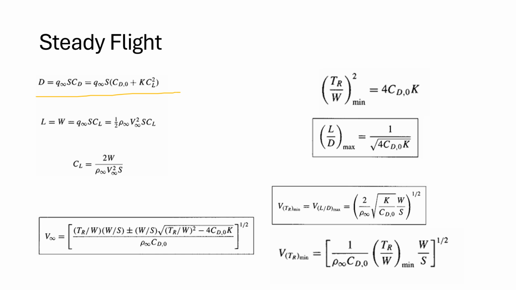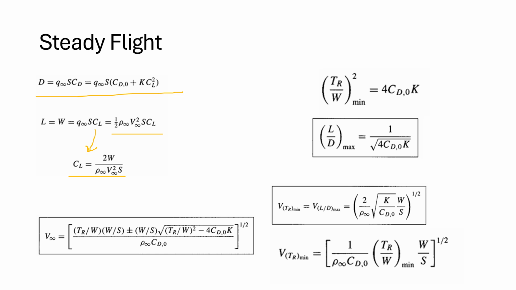Then there is the steady flight. We already know that drag is equal to q infinity S CD, or q infinity S times CD naught plus K CL squared, and lift is equal to half rho V squared S CL. CL is equal to 2 times weight divided by rho V infinity squared S. This is all from the same equation. From this equation we get this equation.